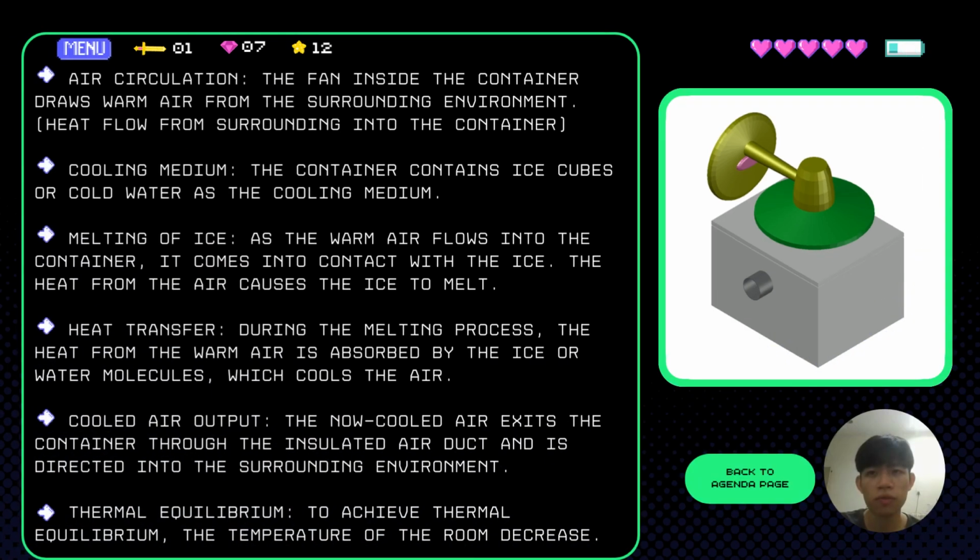For the working mechanism of this DIY air conditioner, the first process is the fan inside the container draws warm air from the surrounding environment, which is the room, into the container. Then it comes into contact with the ice, which is the cooling medium. The heat from the air causes the ice to melt. During the melting process, the heat from the warm air is absorbed by the ice or water molecules, which cools the air. The now cool air exits the container through the insulated air duct and is directed into the surrounding environment. To achieve thermal equilibrium, the temperature of the room decreases. Finally, the cooling effect is achieved.